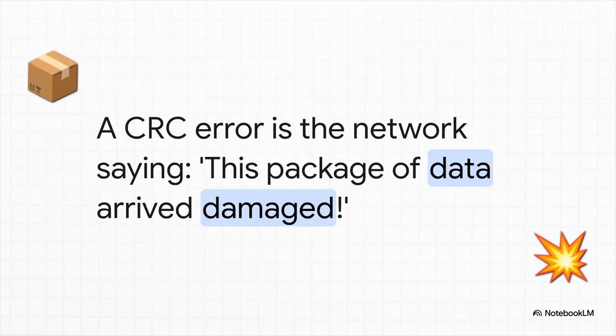But here's an even easier way to think about it. It's like you shipped a package, but on the way, it got dropped in a puddle or the box got crushed. The stuff inside is ruined, right? It's corrupted. A CRC error is just the network's way of screaming, hey, this package of data arrived damaged. It tells you something went wrong while it was in transit.